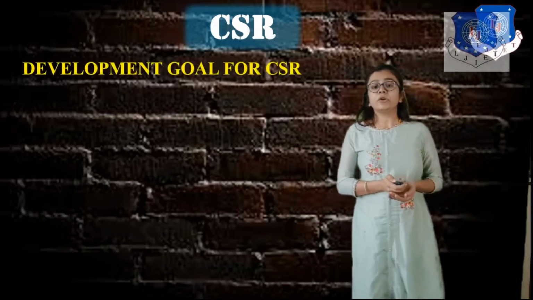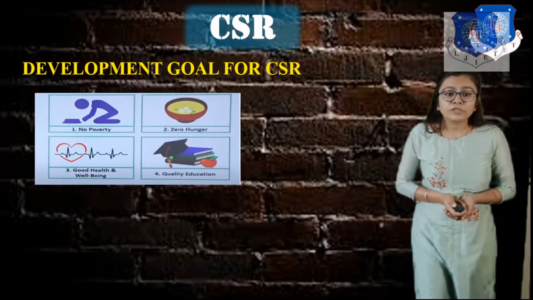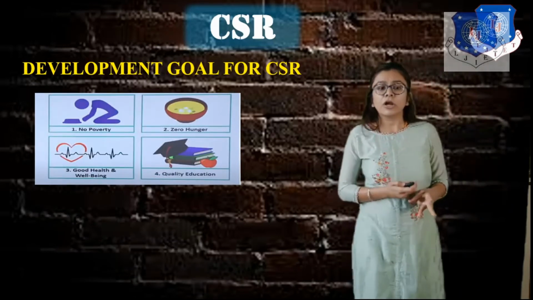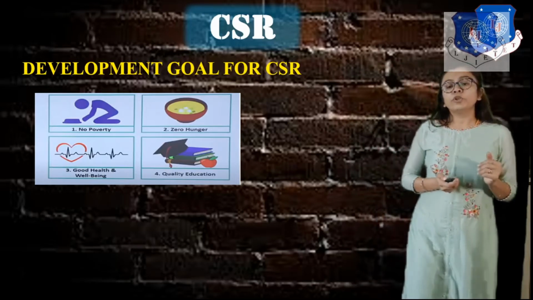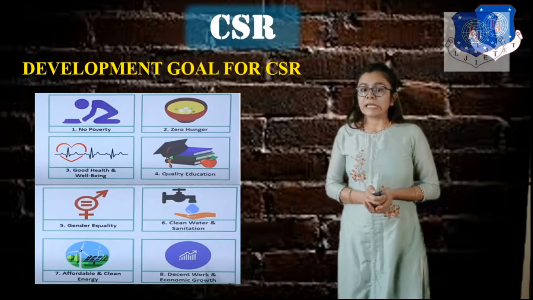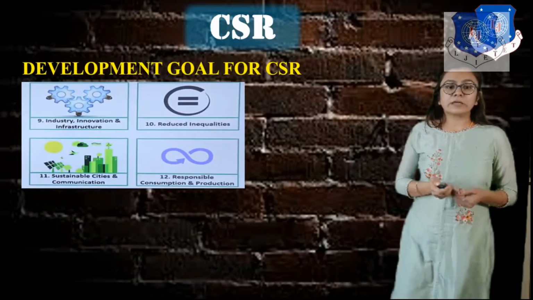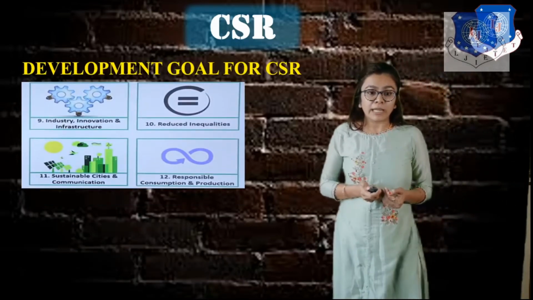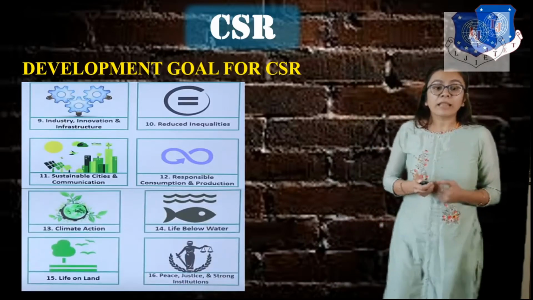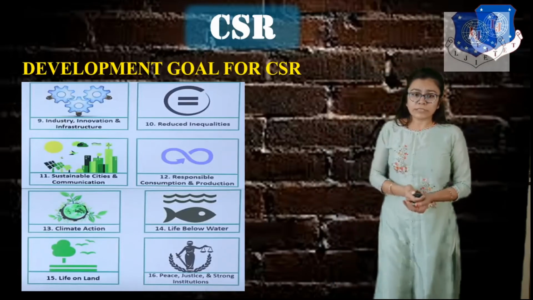Next, development goals. What is the goal of these companies toward the society? First one is no poverty. Second one is zero hunger. Third one, good health. Fourth one, good education. Fifth one, gender equality. Next, clean water. Then next is safe roads. Then life below water, clean area, life on land. These are the simple goals of a company towards the society.